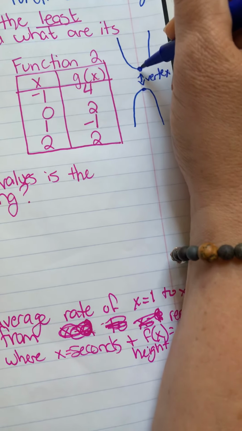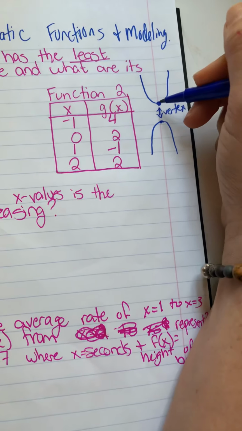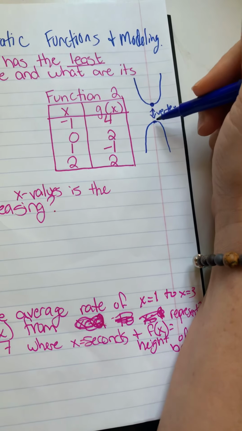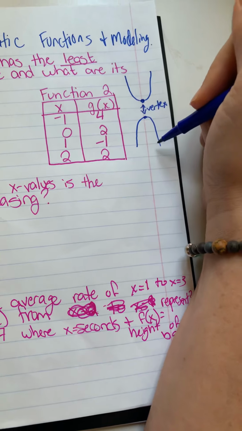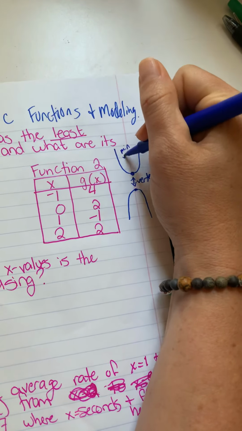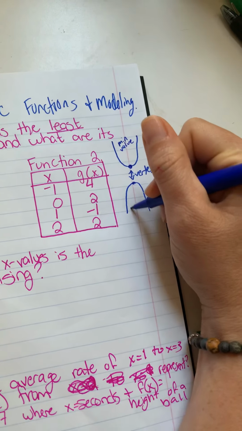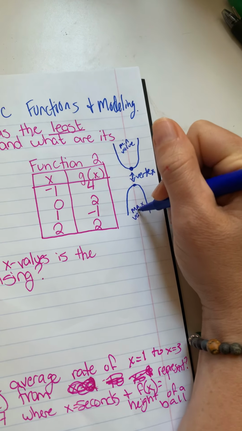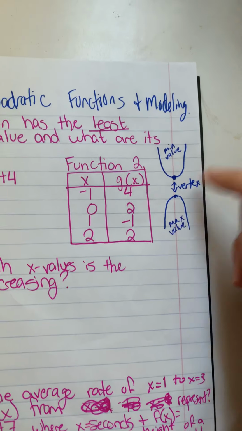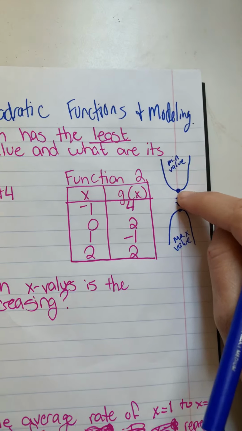It's also your minimum value if your quadratic is opening up, or it's your maximum value if your quadratic is opening down. So this has a minimum value. This has a maximum value. It's the highest y value that you're going to get in that quadratic. That's the lowest y value.